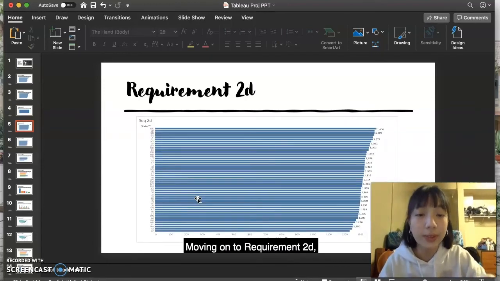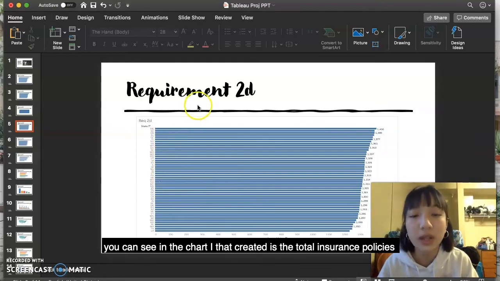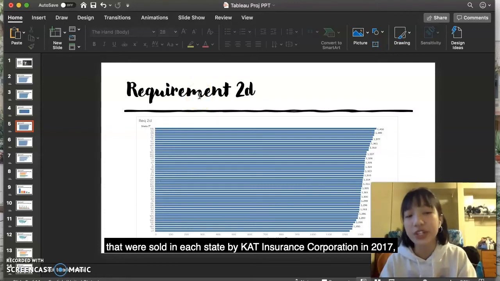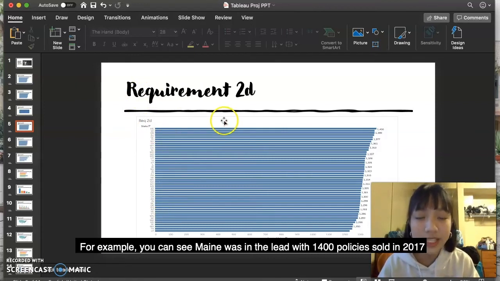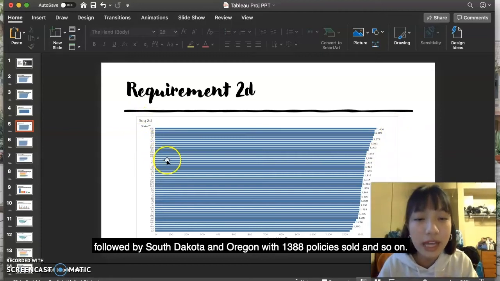Moving on to requirement 2D, you can see here in the chart that I created the total insurance policies that were sold in each state by KAT Insurance Corporation in 2017. And it was listed from the highest to the lowest. For example, you can see here Maine was in the lead with a total of 1,400 policies sold in 2017, followed by South Dakota and Oregon with 1,388 policies sold, and so on.